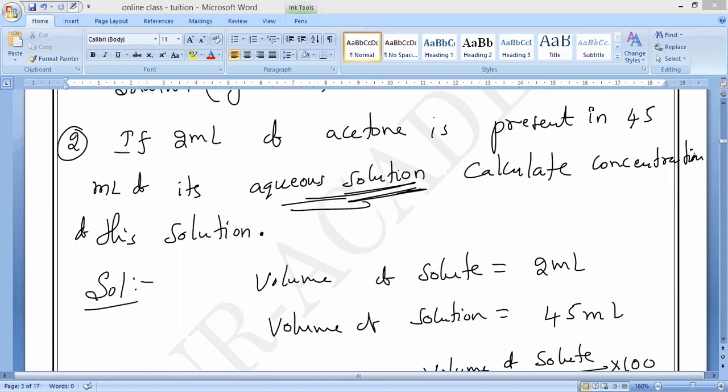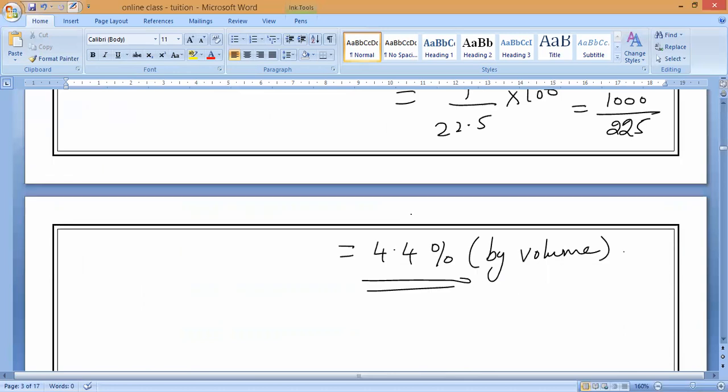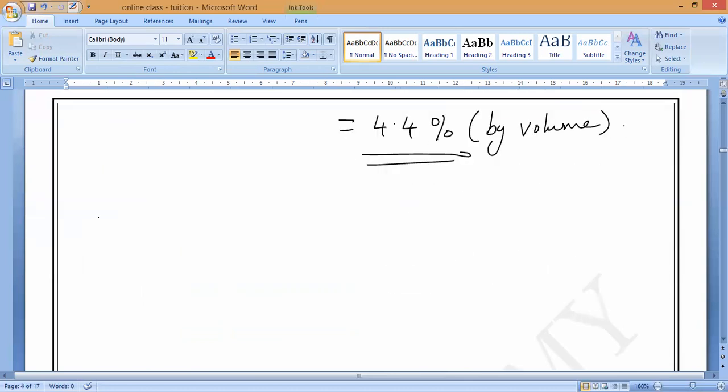Now, all of you should remember, mass percentage we can also represent with m by m, and volume percentage with v by v. But in industry, the concentration of a solution is expressed as percent by mass or percent by weight. You can remember percent by weight also if you go to industry, because gravity also matters.